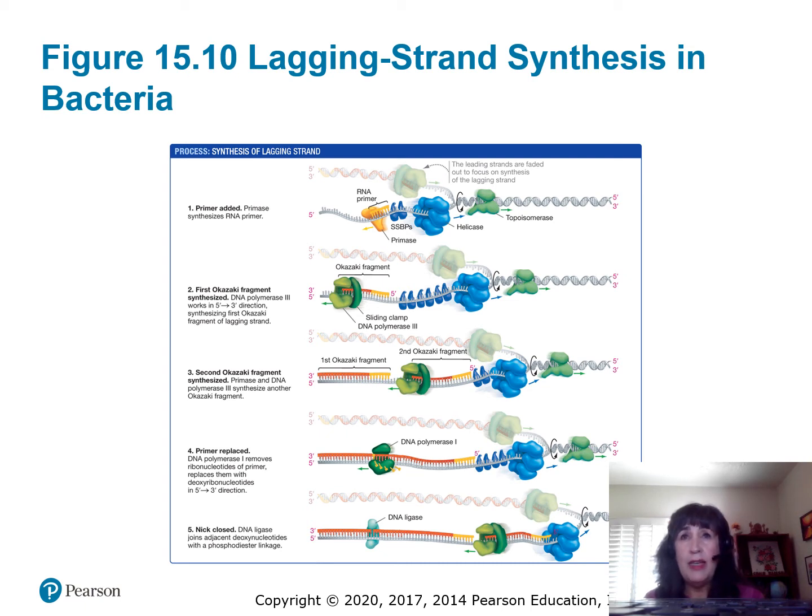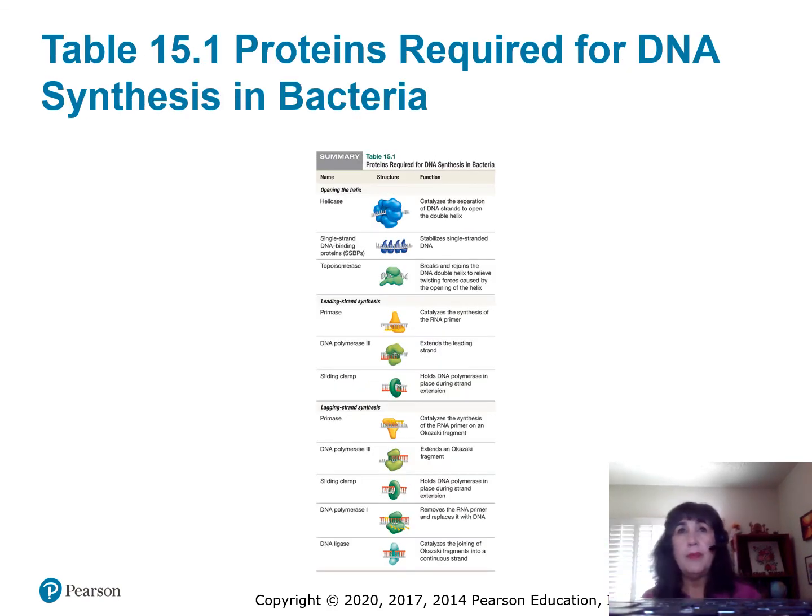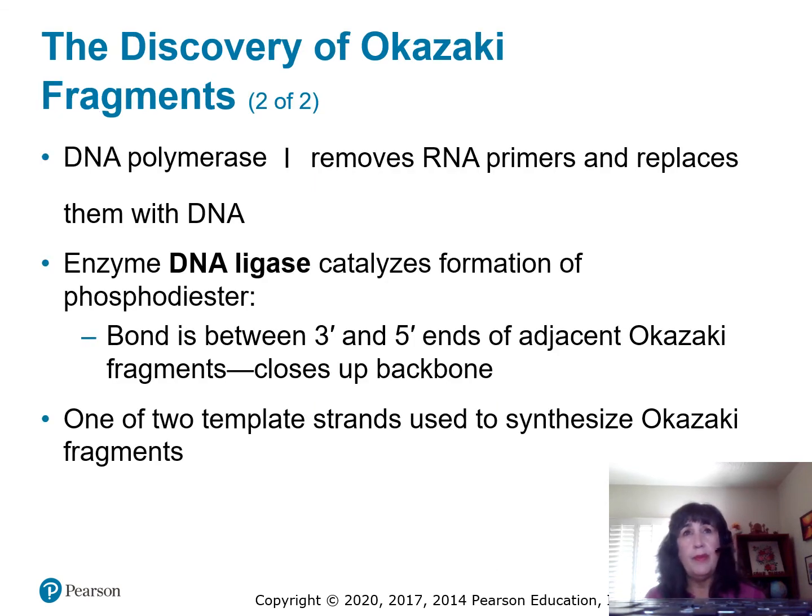Figure 15.10 is a wonderful illustration of Okazaki fragments. Table 15.1 is a summary of all the new terms that we've learned and all the enzymes that help synthesize DNA. And this synthesis occurs during the S phase of the cell cycle. So notice here we have all different kinds of molecules that are helping with the replication of the DNA molecule. DNA polymerase 1 removes RNA primers and replaces them with DNA, like we saw in the previous figure. And DNA ligase actually forms the phosphodiester linkage between Okazaki fragments.